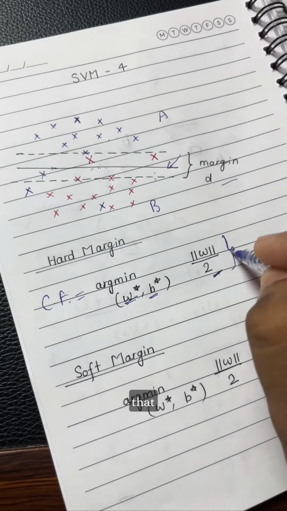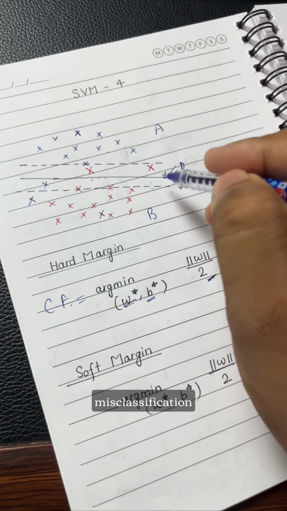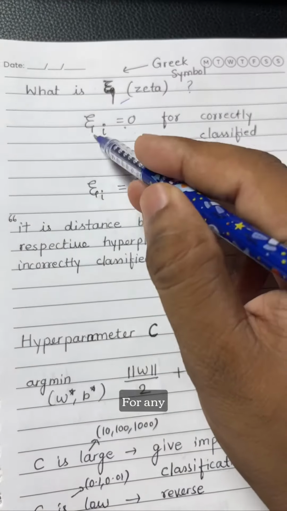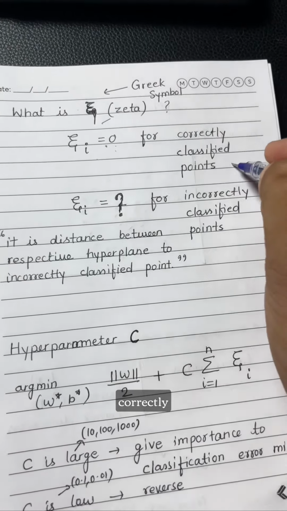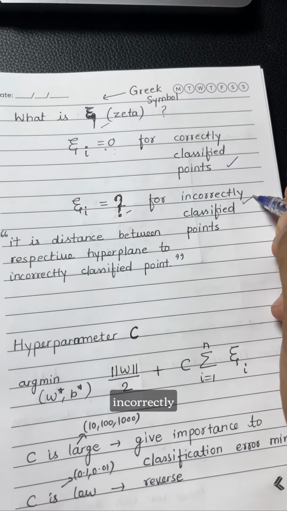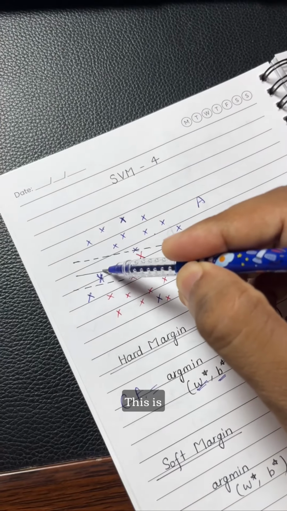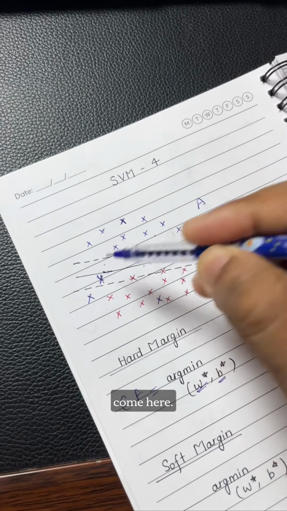So this says that maximize this margin, but this does not give you control over misclassification of points. For that we introduce a new term zeta. For any point, zeta is 0 if it is correctly classified, and zeta will be some positive value for an incorrectly classified label. What will be this value? This is misclassified. This is coming after this line. It should come here. So what do we do?